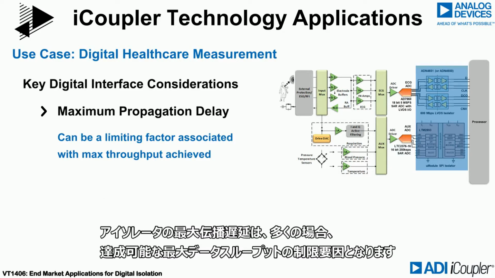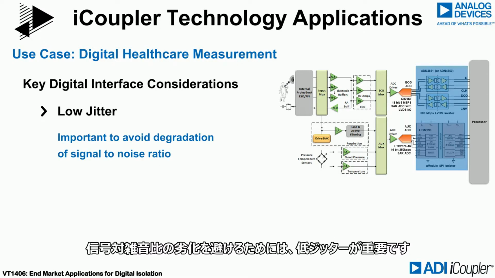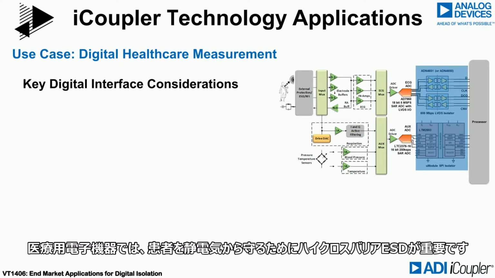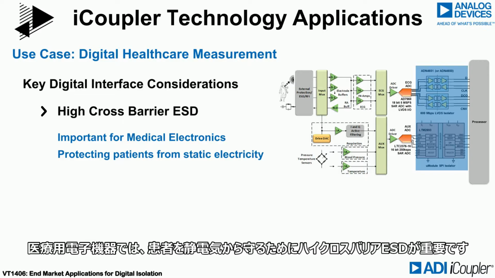The maximum prop delay of the isolator is often a limiting factor in the maximum data throughput that can be achieved. Low jitter is important to avoid degradation of the signal-to-noise ratio. EMC compliance, in the form of low radiated emissions and high noise immunity, is important in many of the applications. High cross-barrier ESD is important in medical electronics to protect patients from static electricity.